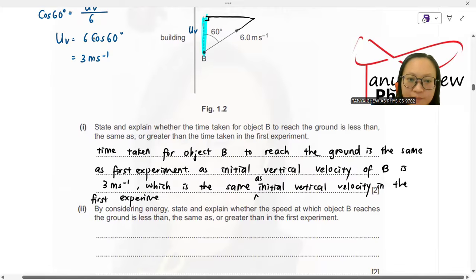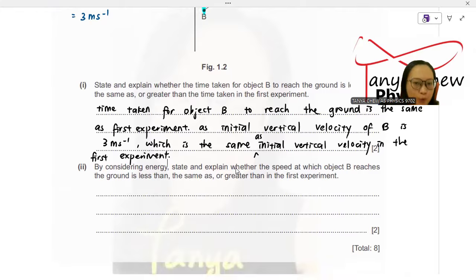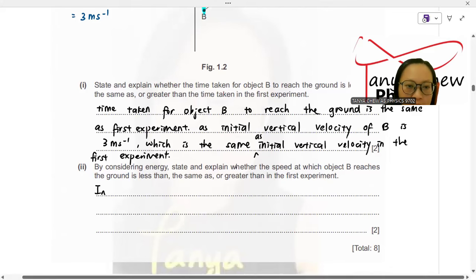Done. Second part, by considering energy, state and explain whether the speed at which object B reaches the ground is less than, the same, or greater than in the first experiment. So you compare with the first experiment. Since the speed projected is larger, I would say the initial kinetic energy of object B is greater.